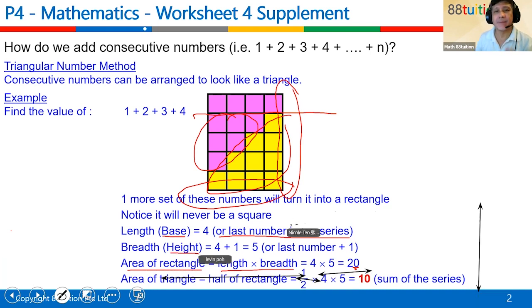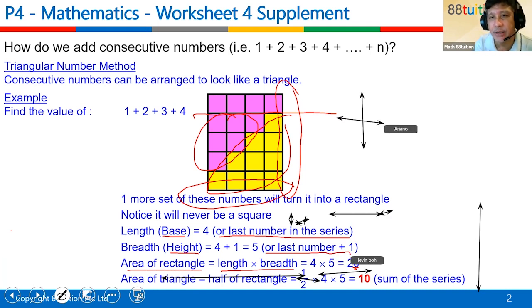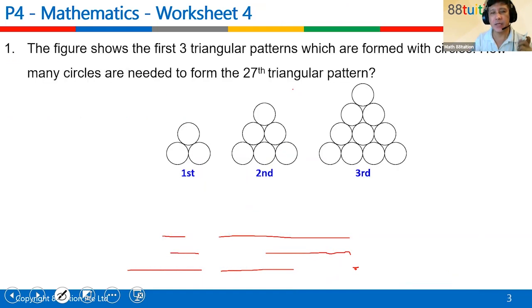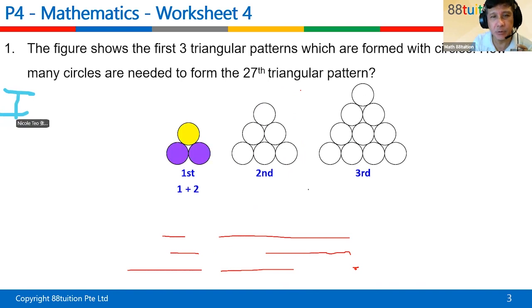Get it? Okay, now with this understanding, now we are going to take a look at our question 1. Okay, see, this is question 1. But question 1 actually shows you 3 patterns. The first pattern is not just 1. The first pattern is already 1 plus 2. Okay, do you see 1, my yellow one, and then plus 2, the purple one.